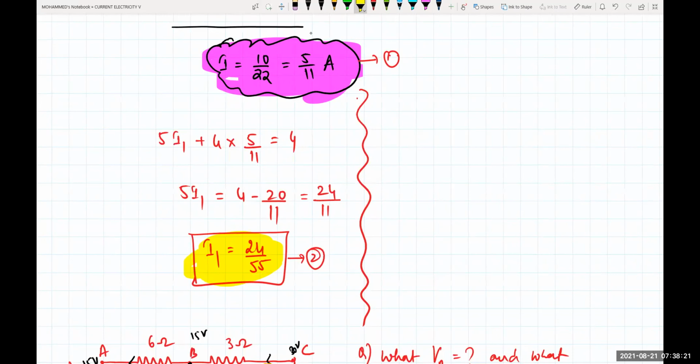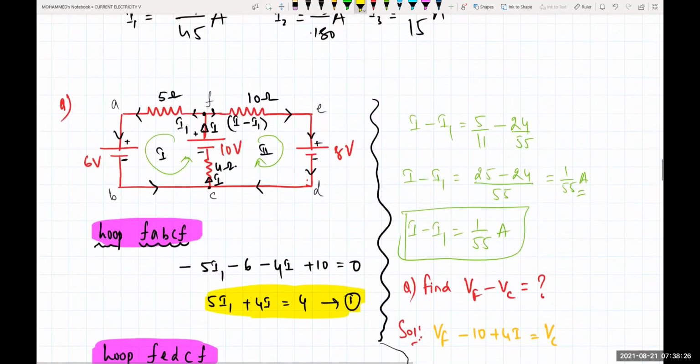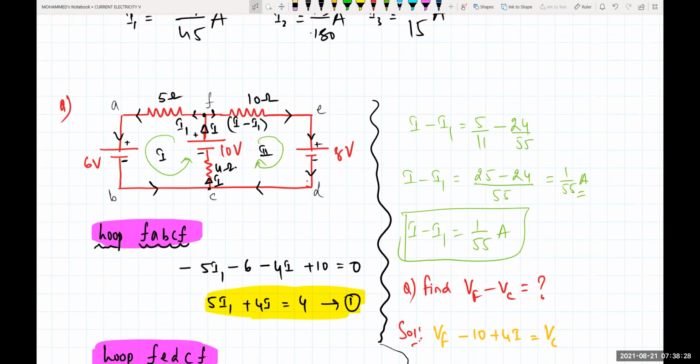24 divided by 55. So once I know the value of I1, I can even calculate the value of I minus I1, beta. So I minus I1 is equals to, I value is 5 by 11, I1 value is 24 by 55. Just take the LCM and simplify. I got I minus I1 is equals to 1 by 55 amperes. Okay.